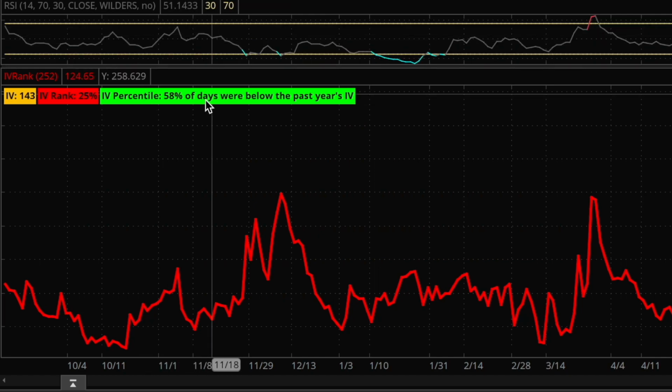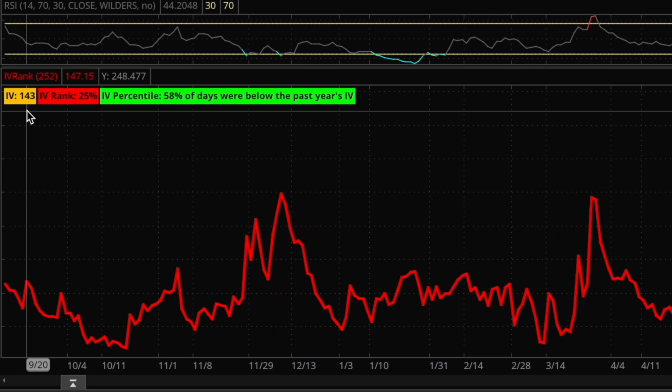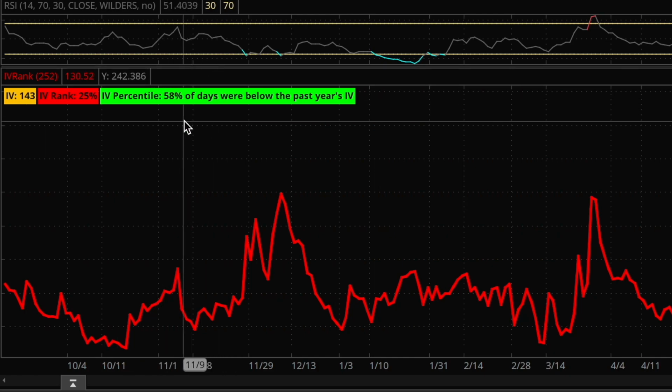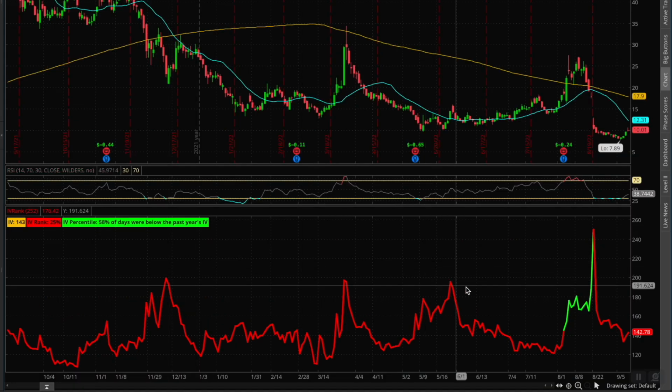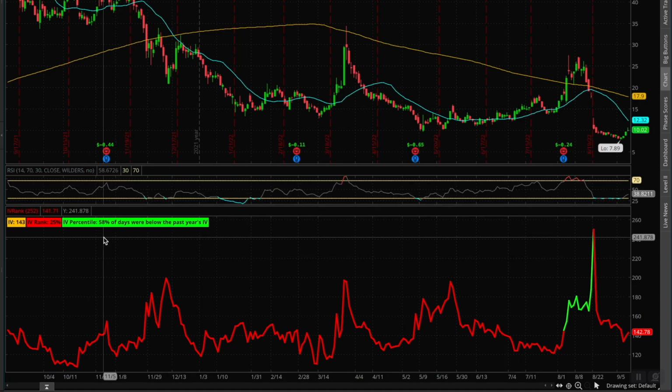So specifically right now, the current implied volatility for AMC is greater than 58% of all previous days in the past 12 months, right? So also, as you can see on the chart, it's pretty much right in the middle of this 1 year range, of course, with the exception of this one massive spike. So ultimately, in this case, the IV percentile is a much more accurate measure of where the current implied volatility actually is right now, pretty much right in between. Whereas IV rank would tell you, no, it's actually much, much towards the lower end of the range.